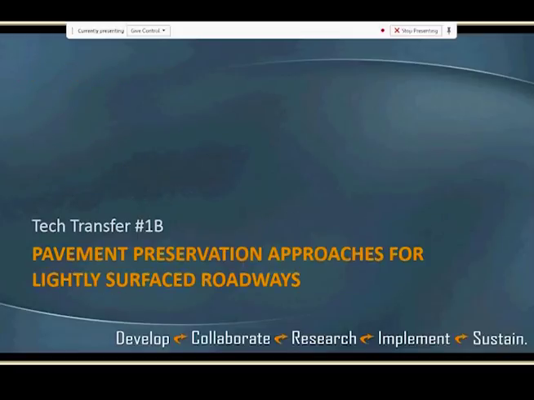A second paper that we're working on, and this is for the preventive maintenance group. So we're initially tasked with doing 2 papers for each group, 2 for the flexible, 2 for the rigid, 2 for the preventive maintenance, and what's the other 2 for, there's a whole other group. Geotechnical. And then the second paper for this group is pavement preservation approaches for lightly surfaced roads.